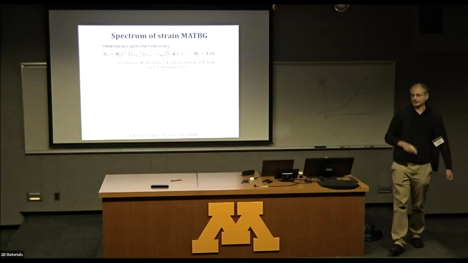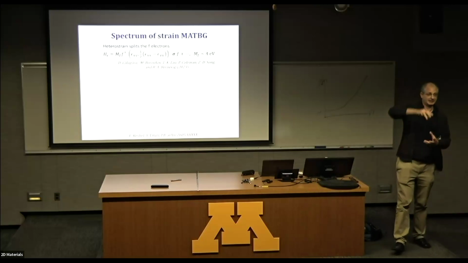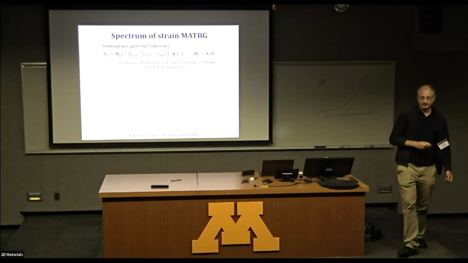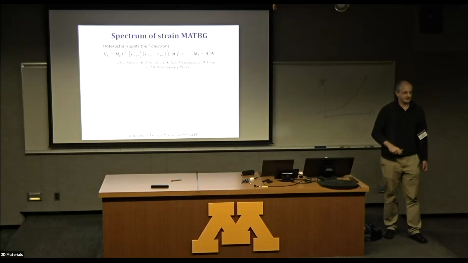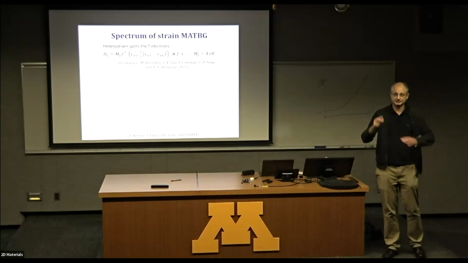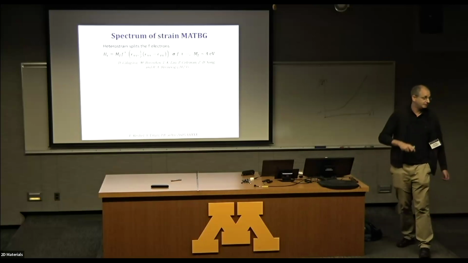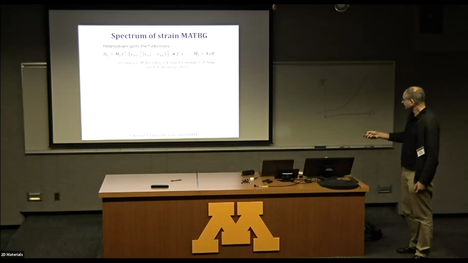So strain picks a direction. It actually splits the energy of these two orbitals, and it does so extremely effectively. A heterostrain of just a fraction of a percent can give you a few millivolts of splitting between these two orbitals.